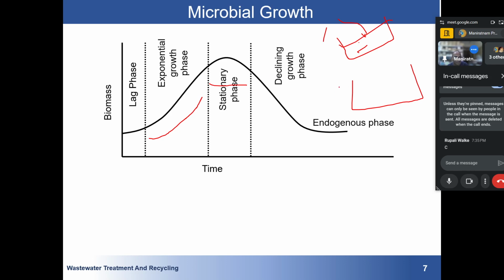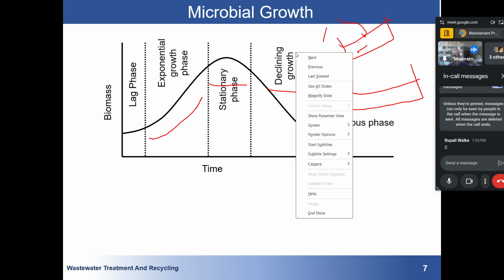And as they were dying, they themselves were producing a kind of waste, because the microbes which have died will remain in the system. So the amount of food has gone. The main factor is the presence of the amount of food. As the amount of food has gone, their production has decreased. So that's why they have come into the declining growth phase.